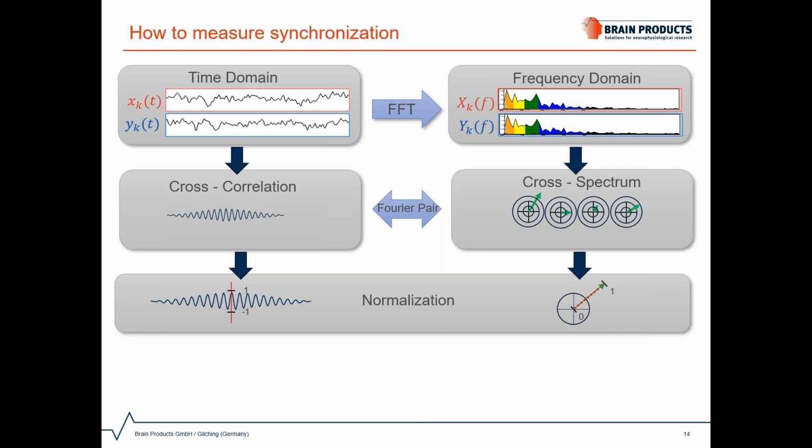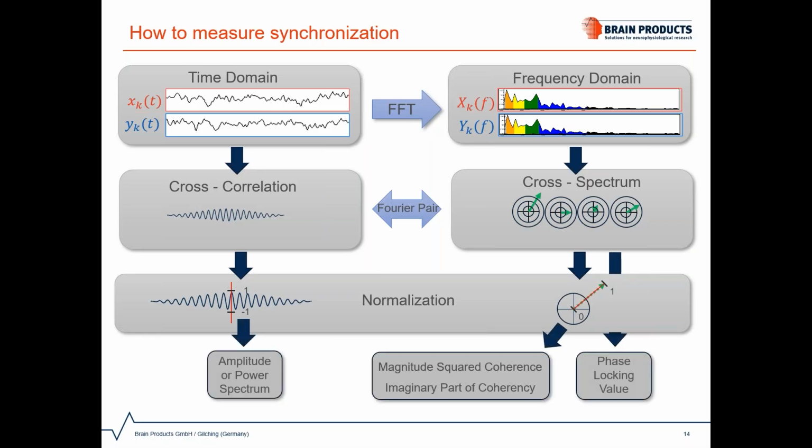Some measures of synchrony that are based on the cross spectrum or the cross correlation are subsequently being normalized. This is done to achieve comparability between channel pairs and to squeeze the values in a meaningful range. The level of synchronization can then be extracted from these normalized quantities. For example, you might want to extract the amplitude or the power spectrum of the normalized cross correlation, or you might want to compute the magnitude squared coherence from the normalized cross spectrum.